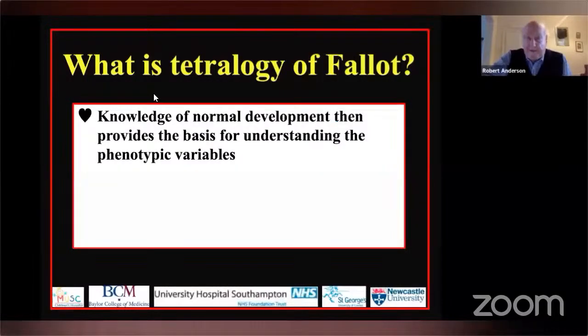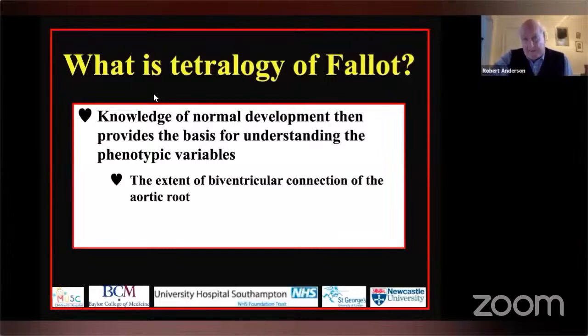And it is now the knowledge of normal development that lets us understand the phenotypic variables that we find in tetralogy, because not all the cases are the same. We've shown you now how you can recognize the phenotype in the autopsy specimens. We've shown you how beautifully that can be seen using computed tomography. But now we can look to see the variation between these features.